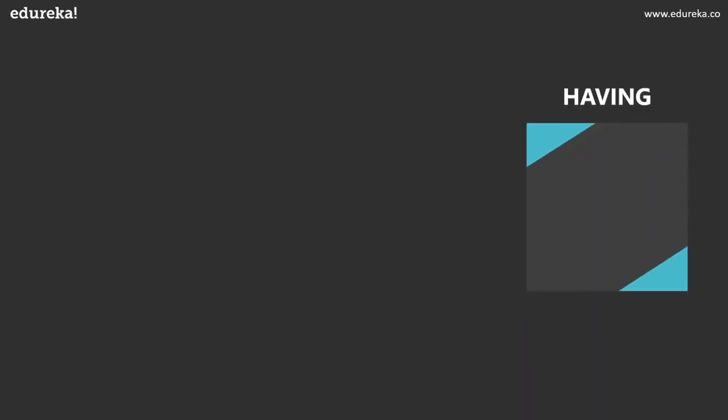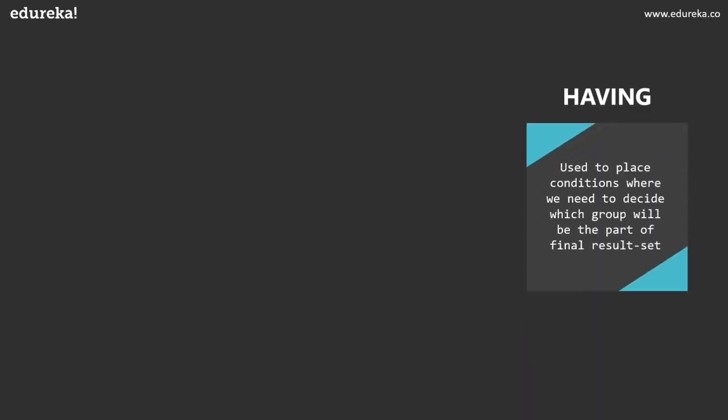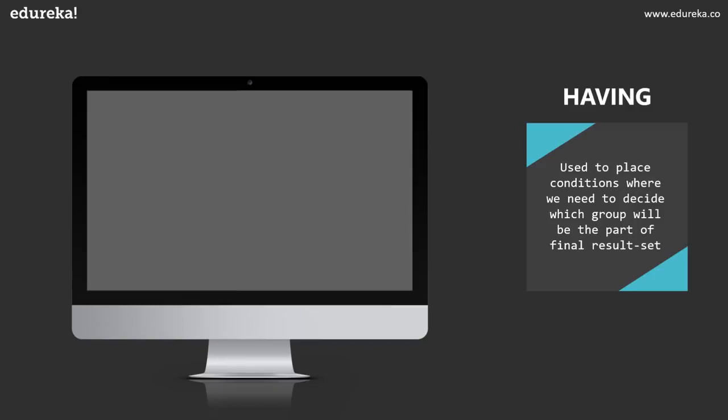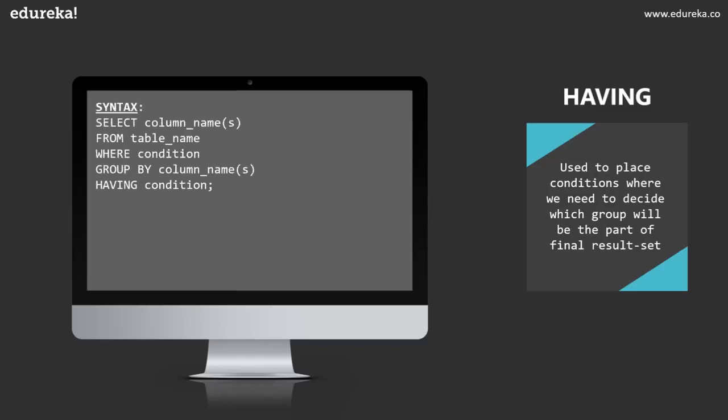Next query is having. This clause is used to place a condition where we need to decide which group will be part of the final result set. The having clause was added to SQL because the where keyword could not be used with aggregate functions such as sum, count, min, max, etc. So the syntax is select column from table where condition group by the column and having condition.